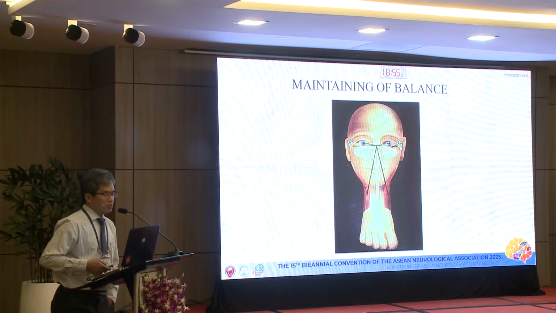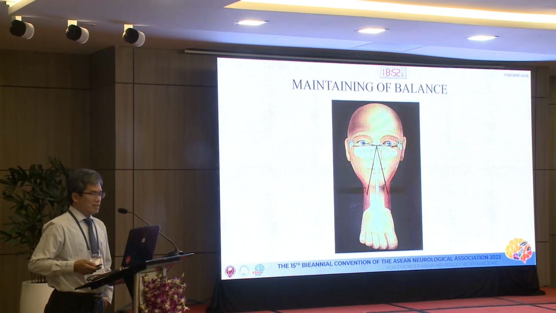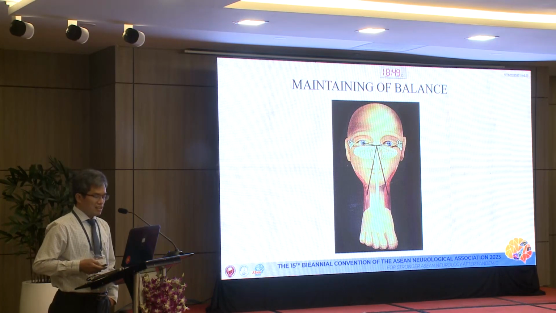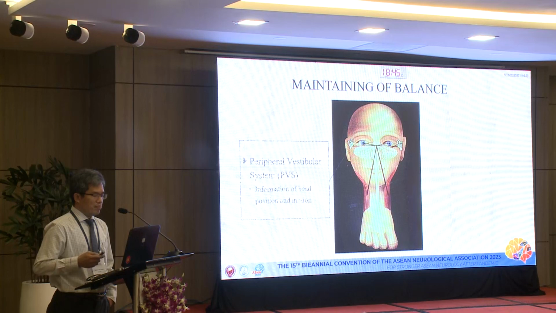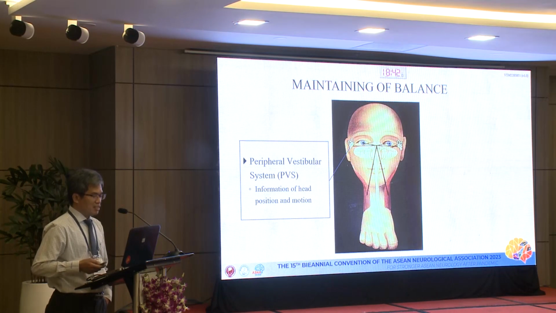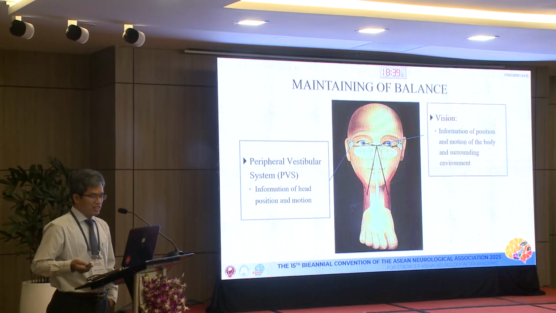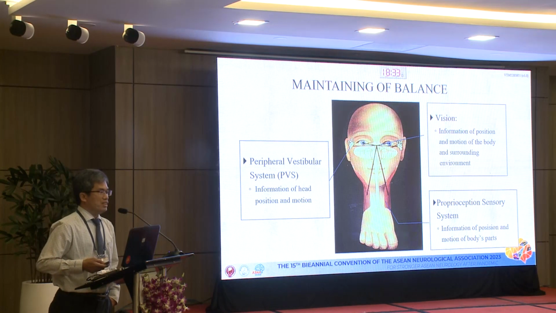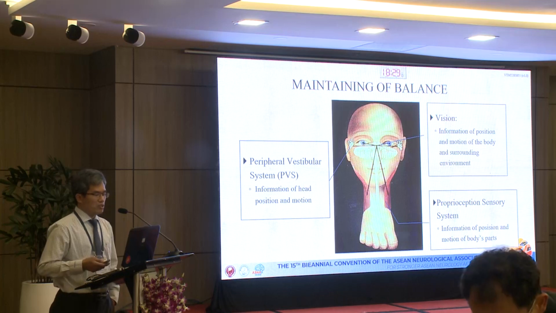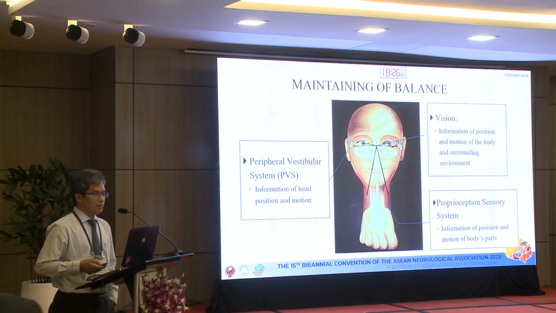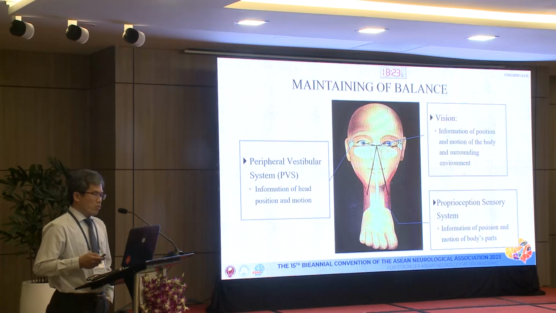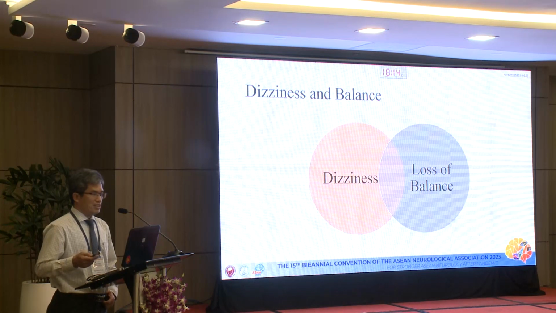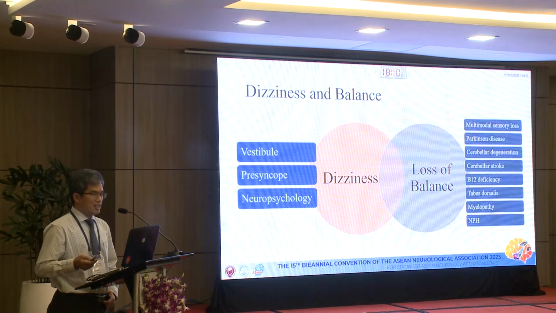First of all, we all know that our balance system has the contribution of three main systems to provide the information. That is the vestibular system, the vision, and the proprioception system. These three systems give the information for the brain to integrate and keep our balance. And if one of these systems has an abnormality, we will have a problem with balancing, and we can have the symptoms of imbalance or dizziness or both.